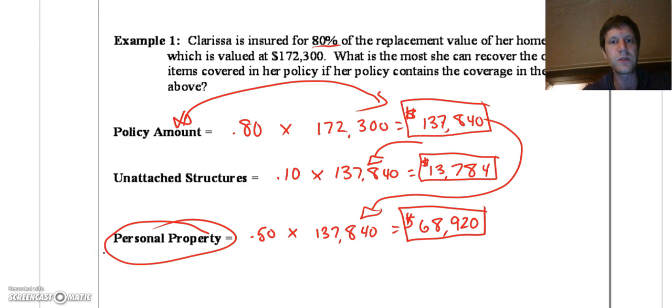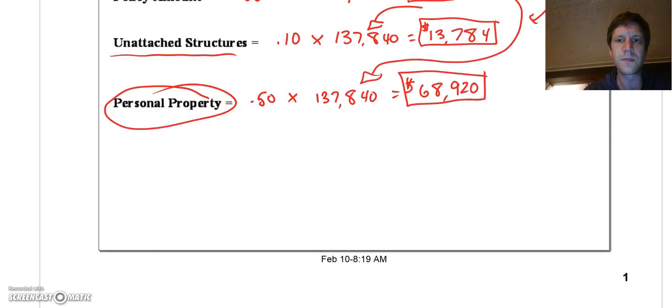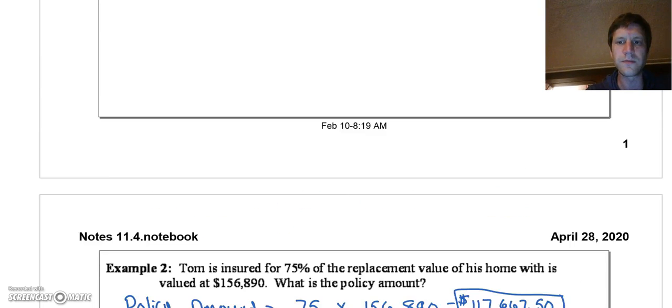Your stuff inside the house is not going to be reflected when somebody tells you what your house is worth. It's just the building itself. Unattached structures, a lot of times I would think would be included in the price of your home. So if we add these two numbers up and compare it to the 172,300 number, we can figure out how much she's going to have to pay out of her pocket, assuming that she wants to replace everything.